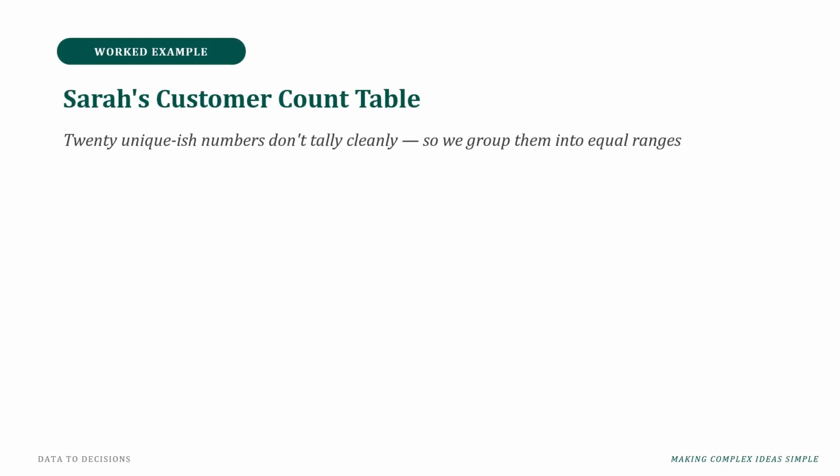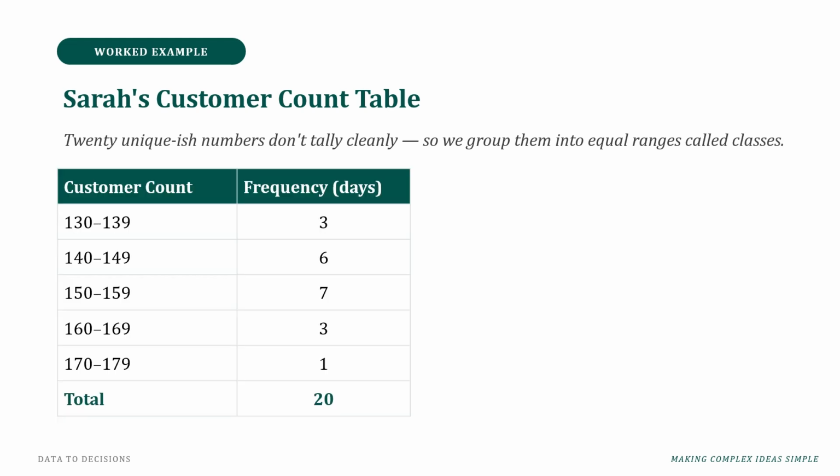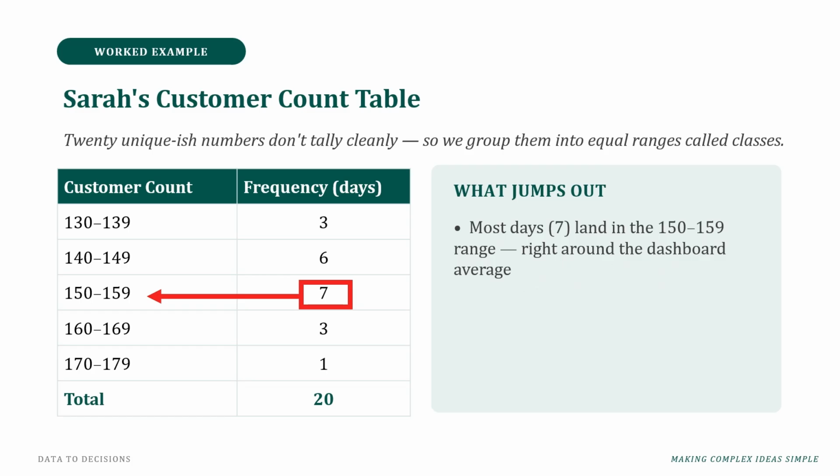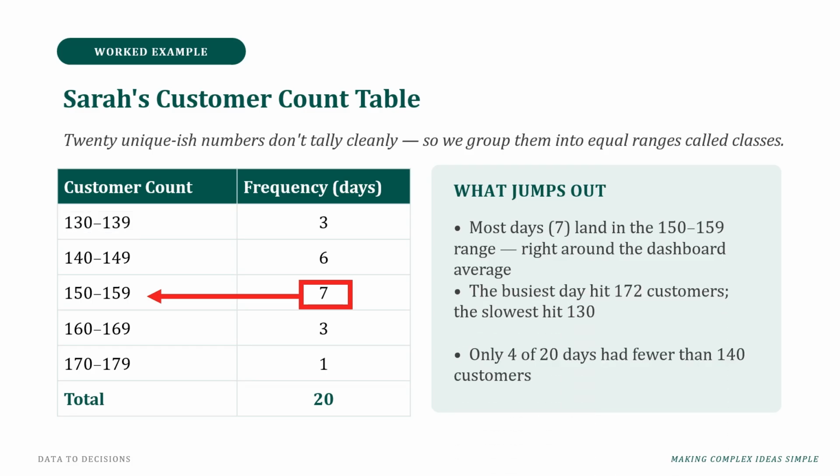20 numbers don't tally cleanly one by one. Almost every value is different. So instead, we group them into equal sized ranges called classes: 130 to 139, 140 to 149, and so on. Now the pattern jumps right out. Most days, 7 out of 20 land in the 150 to 159 range, right around the dashboard average. The busiest day hit 172. The slowest hit 130. Suddenly, 20 scattered numbers tell a clear story.